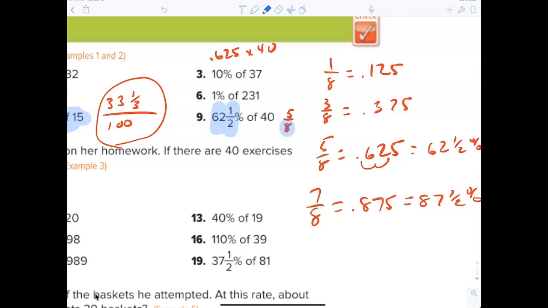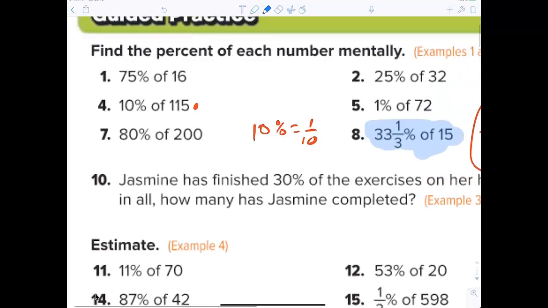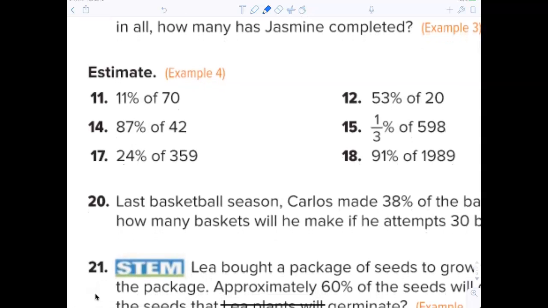Okay, so now we're going to talk about estimating. Estimating is a little bit different than mental math. Because we're just approximating. Now, I would believe everybody in here should be able to just tell me what 11% of 70 is. What would that be? Wait, sorry. What is it? Try 7. No. 7 point what? 7.7. Yeah, 7.7.